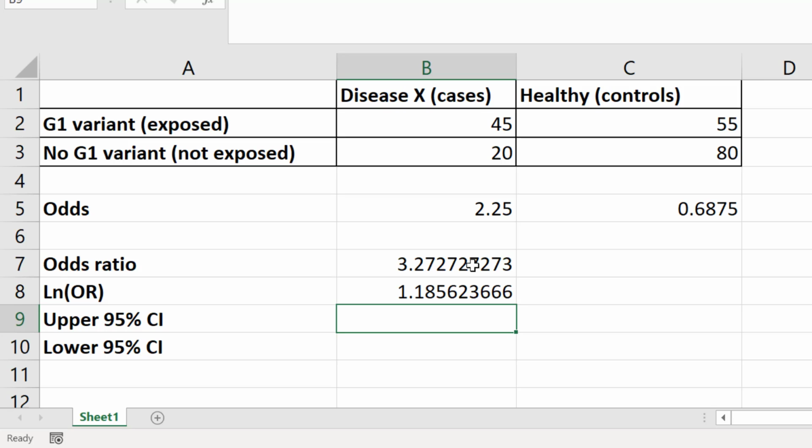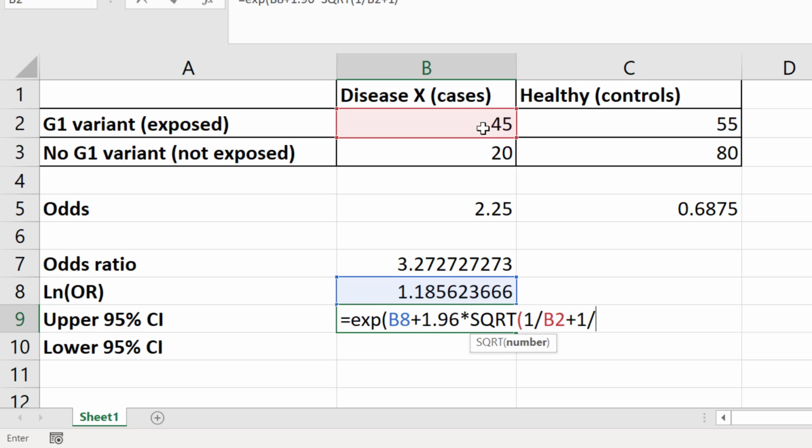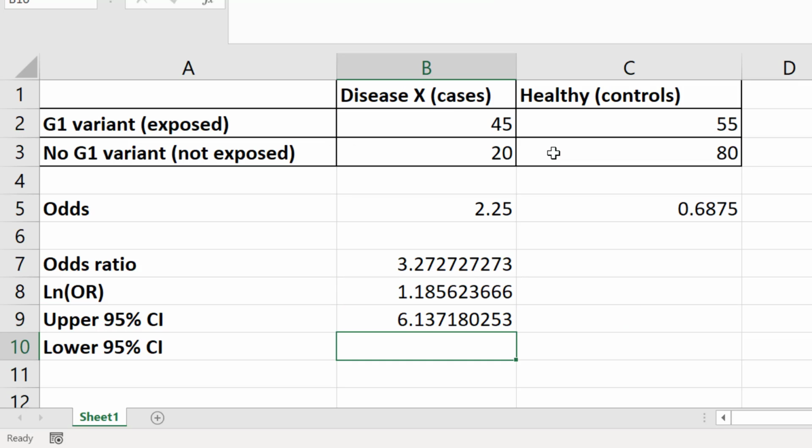Let's now calculate the upper 95% confidence interval. In a new cell, I will enter the following: equals exp, open bracket. I will click on the cell containing the natural log of the odds ratio, plus 1.96 multiplied by the square root of open bracket, 1 divided by the first cell containing the data, plus 1 divided by the second cell containing the data, plus 1 divided by the third cell containing the data, plus 1 divided by the fourth cell containing the data. And then I will close all of the brackets, and then press the enter key.